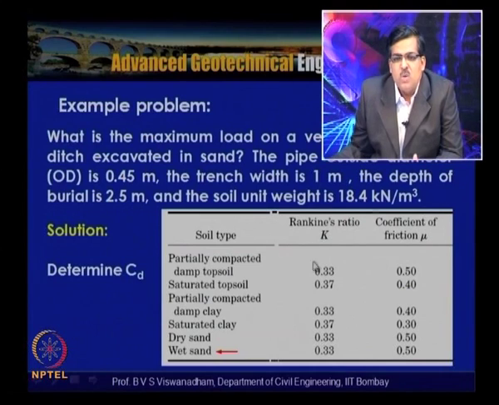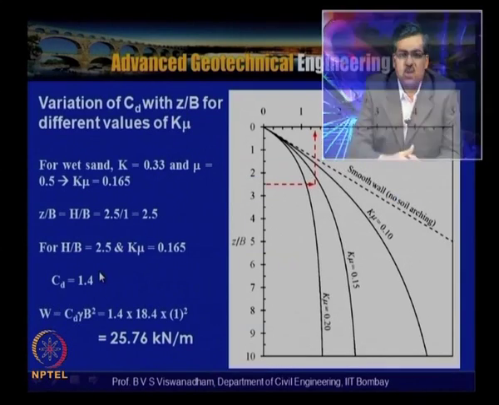So first of all, in this solution what we need to do is find out what is CD. Here, if you assume it as a wet sand, the Rankine ratio K is obtained as 0.33, and the coefficient of friction mu is given as 0.5. So K mu, that is K into mu, is about 0.165, that is 0.33 into 0.5. So first we need to determine CD.